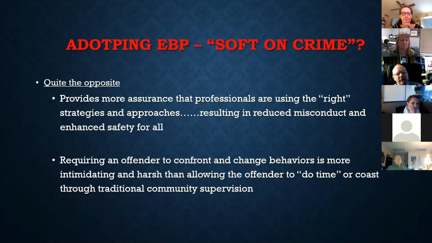Here we are at the end. I just wanted to share a couple quotes. Quite the opposite. Provide more assurance that professionals are using the right strategies and approaches, resulting in reduced misconduct and enhanced safety for all. This is what I like the most. Requiring an offender to confront and change behavior is more intimidating and harsh than allowing the offender to do time or coast through traditional community supervision.